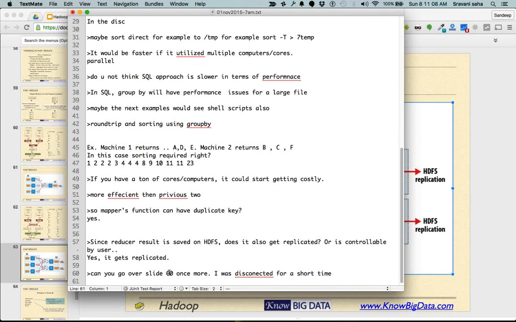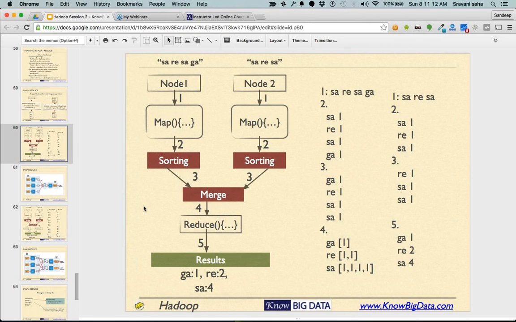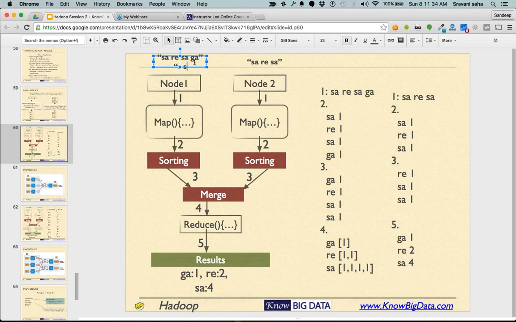Can you go over slide number 60 once more? All right. Yes, Shashi. So there are two data nodes, node 1 and node 2. This is our input split on both of them. Here we have input as sa, re, saga. Here it has input. There will be many rows, mind it. There will be many rows like this. It's not the only row. There will be more data. Okay, something of this sort. All right.